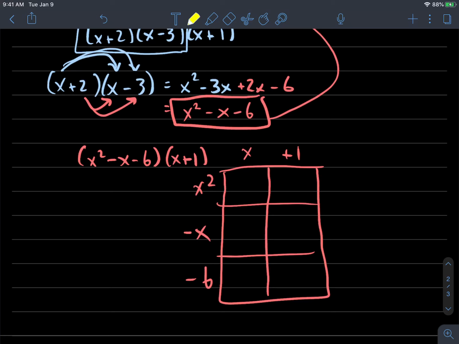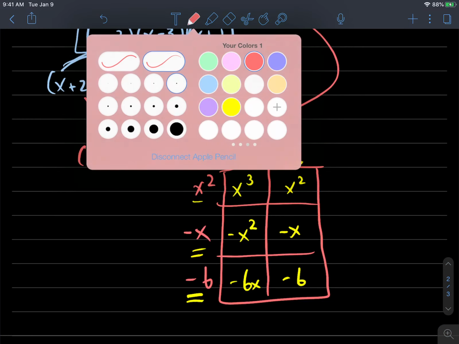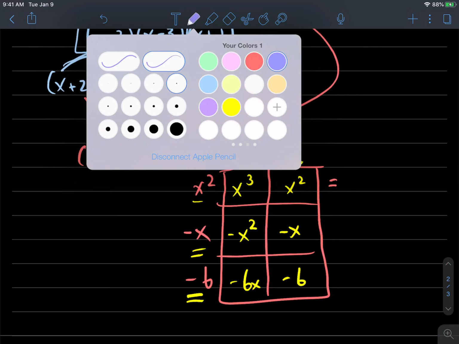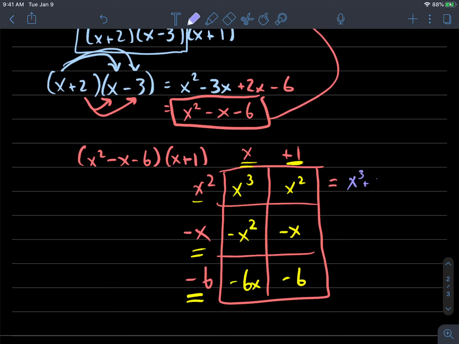All right? And so x squared times x is going to be x cubed. X squared times 1 is going to be x squared. And then negative x times x is going to be negative x squared. Negative 6 times x is going to be negative 6x. Negative x times positive 1 is going to be just negative x. And then negative 6 times positive 1 is negative 6. Next, we just write these on the side, right? We're going to use x cubed plus x squared minus x squared minus x minus 6x minus 6.